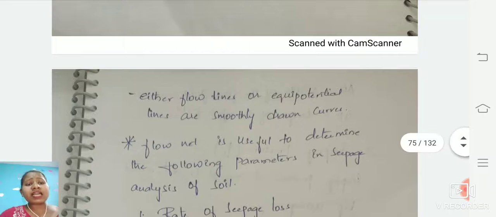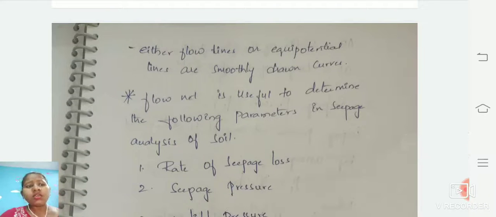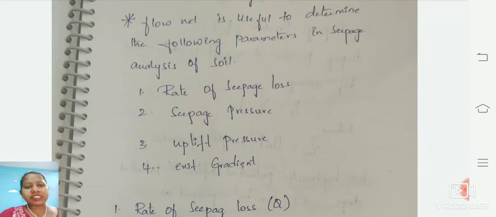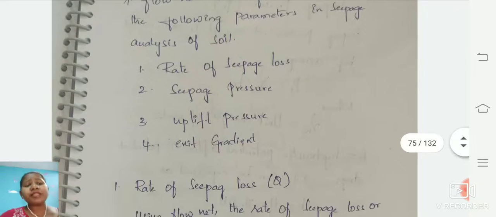Now if you see this, either the flow lines or the equipotential lines can be drawn very smoothly, as smooth curves also. Next, how are these flow lines and parameters used in soil? The first one is rate of seepage, the second one is seepage pressure, the third one is uplift pressure, and the fourth one is exit gradient.